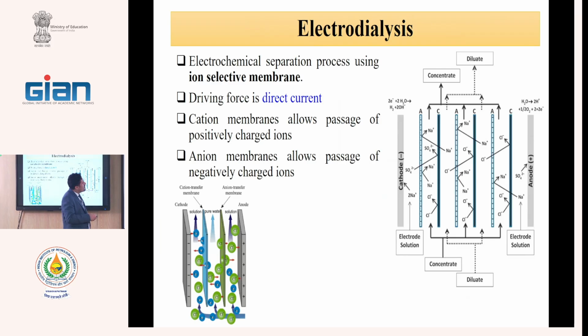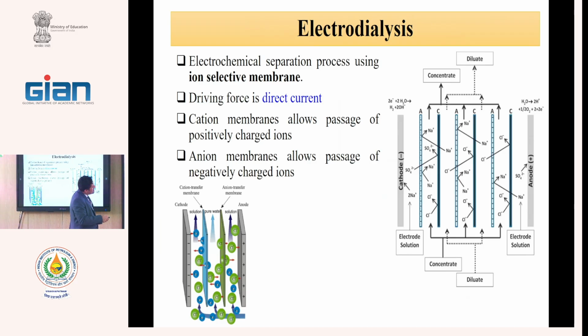As you see, we have one feed, and this one feed enters between all of the membranes, but the product is divided into two streams, concentrate and diluted. You see here, chloride goes to the right, sodium goes to the left. And here we have purified water or desalinated water.